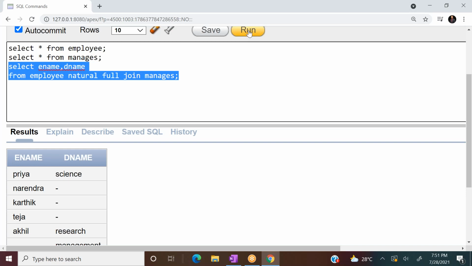In such cases, what do we have to use? We have to go for an outer join. This is one of the scenarios where an outer join is useful. Because I'm a management person at my university or my college, I want to see which departments are managed by which employees, which departments are not managed by any employee, and which employees are not managing any department. If I want to see all that information together, then I can use outer joins.